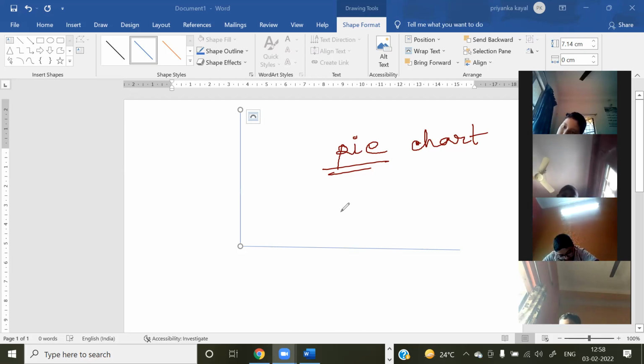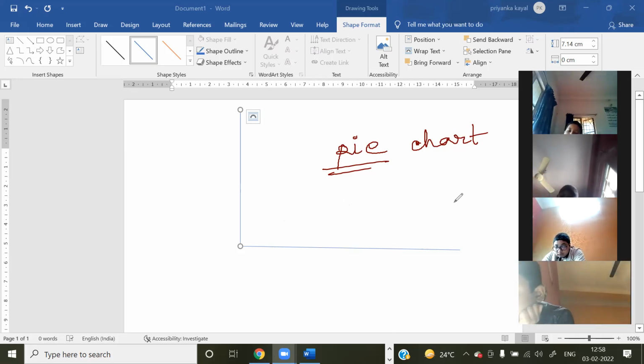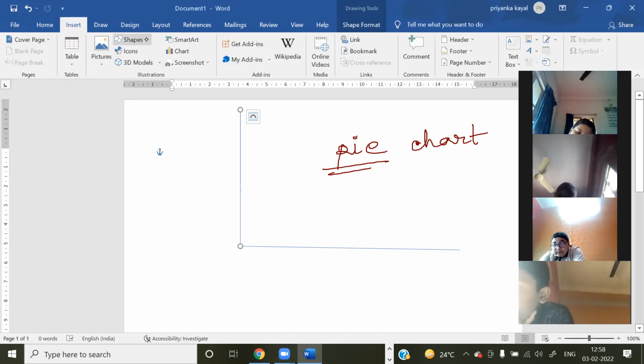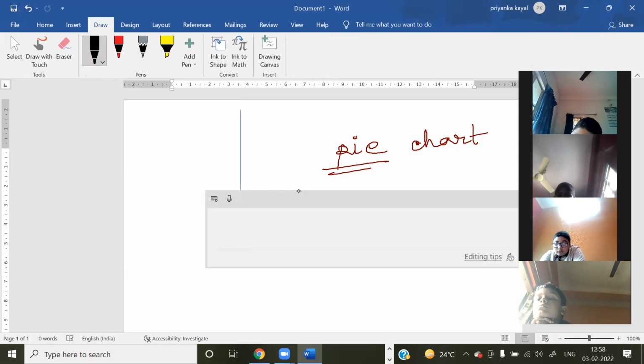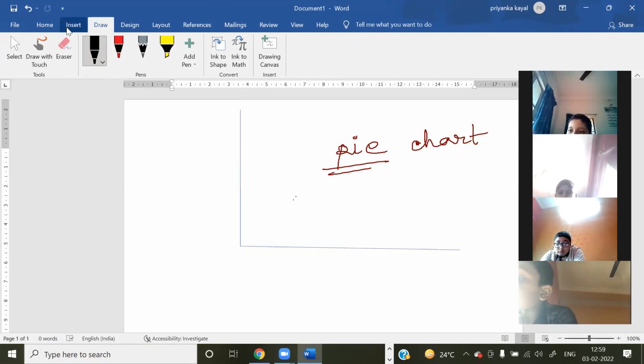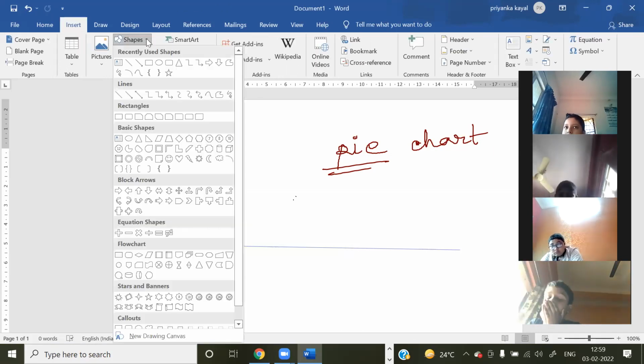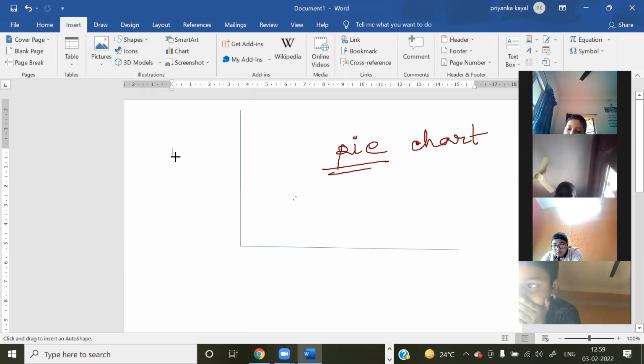Suppose this question, the same question: Hindi, English, maths, grammar are given. So we'll have to draw a circle first. Inside that, how to draw a pie chart? Let me draw a circle. Okay, all of you are able to see the circle?